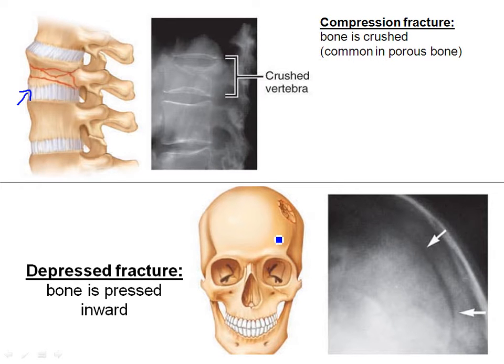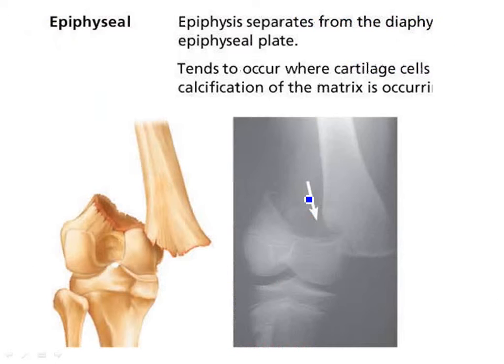Now, a depressed fracture is seen with skull fractures in which some type of force actually presses the bone inward, like a crushing force into the skull, and creates kind of a cratering effect on the bone. That would be a depressed fracture.